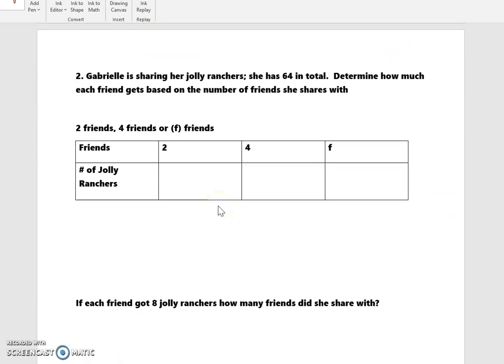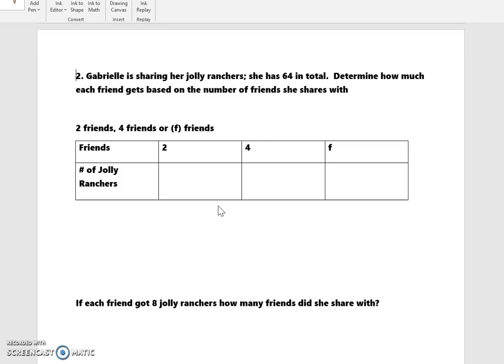In this next example, we're going to create an equation and then also use that to solve a secondary question. Gabrielle is sharing her Jolly Ranchers. She has 64 in total. Determine how much each friend gets based on the number of friends she's sharing with. As we read through these situations, we want to think about what operation this connects with. If we're sharing something equally, that indicates that we'll be dividing.